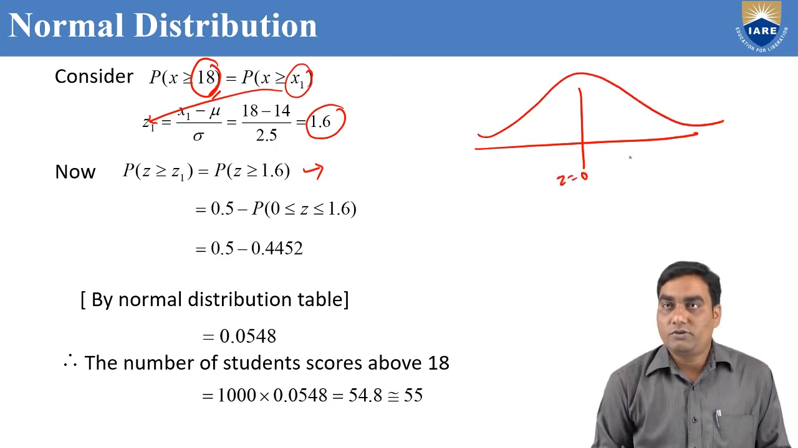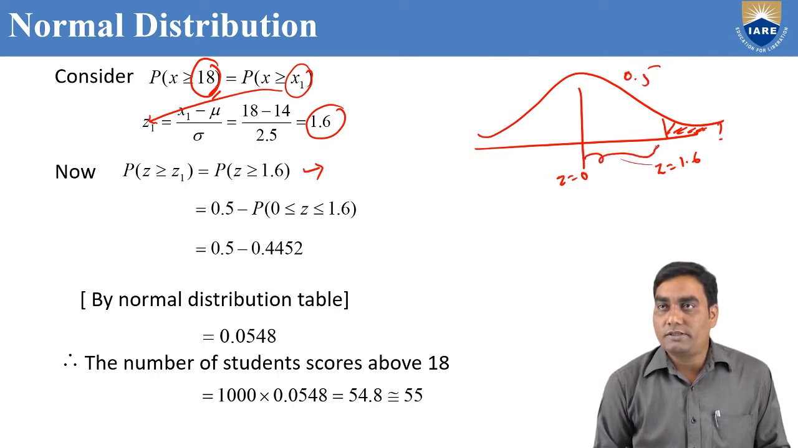Between z equal to 0 and z equal to 1.6, more than 1.6 means this is the required area. But we know that the right side area is 0.5. From 0.5, you can calculate 0 to 1.6. 0.5 minus the area from 0 to 1.6, we will get the required area.